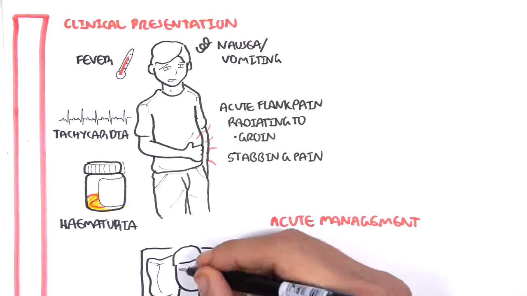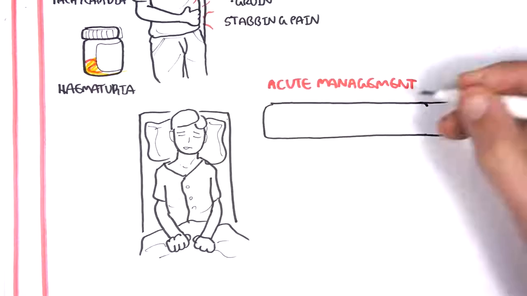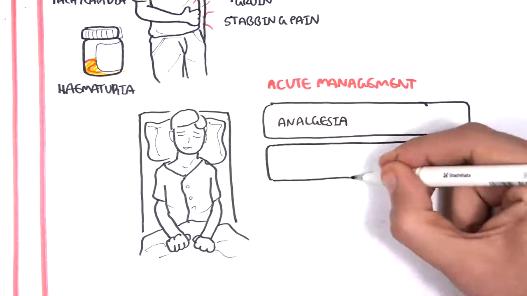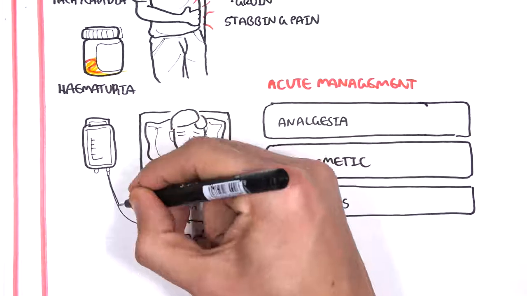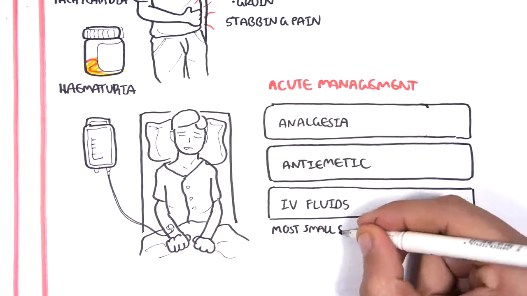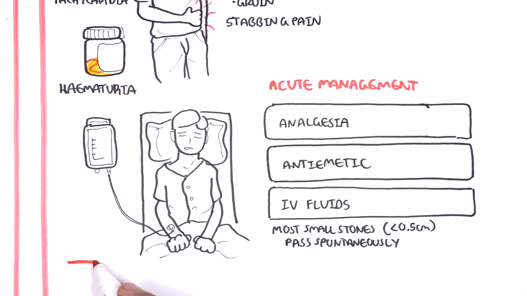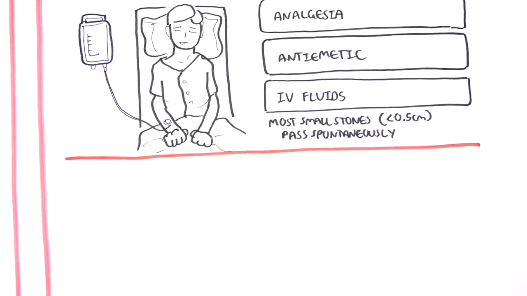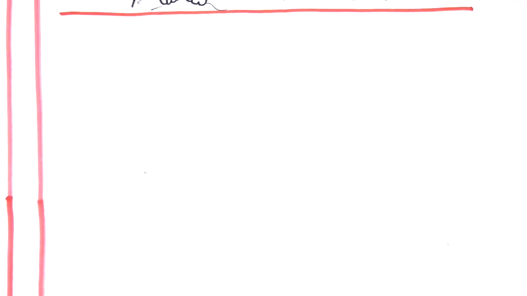So in an acute setting, analgesia is given with or without an antiemetic to prevent vomiting. IV fluids are administered carefully. Most urinary stones, if small, less than half a centimeter, will pass spontaneously without any intervention. However, if intervention is required, it is either done electively or as soon as possible. By intervention, I mean surgical management.